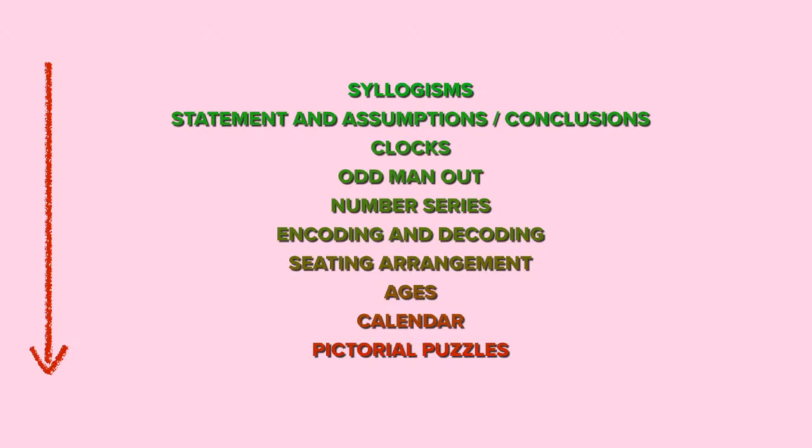And clocks and calendars are important. For example, they might give you a time and ask what is the angle between the hour pointer and the minute pointer. And for the calendars, they might give you a particular date and ask what is the day on that date, and ask what is the exact date 1 year before or so on, and what is the number of odd days in a particular week or in a particular year.